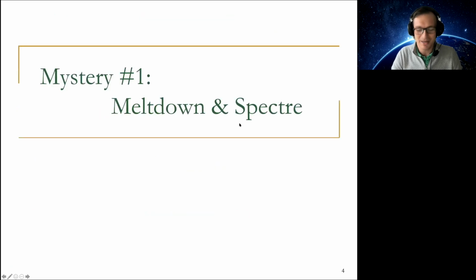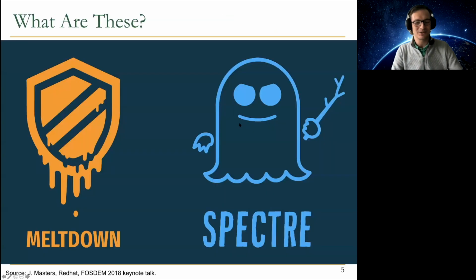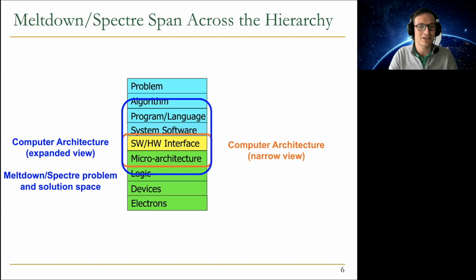Okay, just to jog your memory, we talked about Meltdown and Spectre. If you didn't attend the last lecture, you can go and find it online and attend it. And we talked about how Meltdown and Spectre span across the hierarchy, and the solution space goes all the way from logic to potentially algorithms, actually.